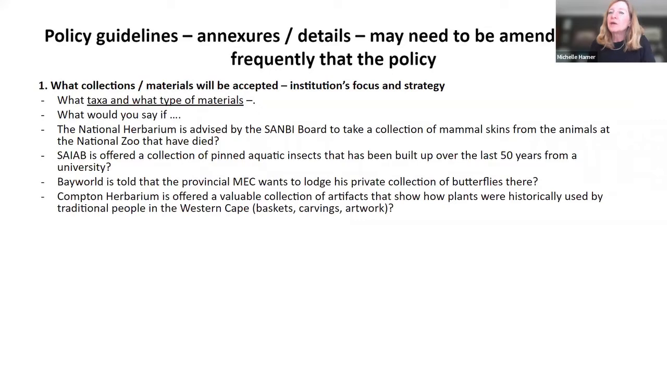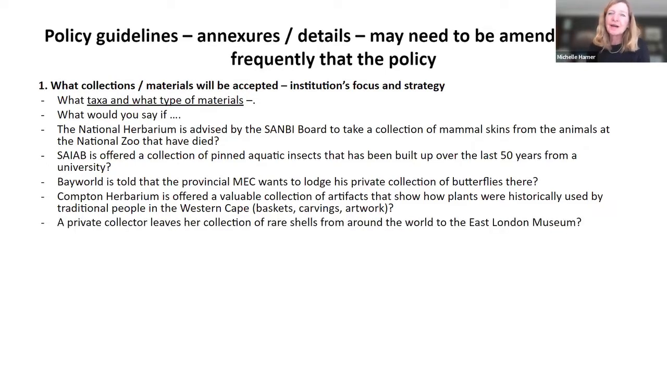Next one. What about the Compton Herbarium? That's also SANBI's herbarium in Cape Town, and they've got herbarium specimens, but somebody is offering them a really valuable collection of artifacts that show how plants were used historically by traditional people in the Western Cape. So it's baskets and carvings and artwork with plants. Do they take it or don't they?